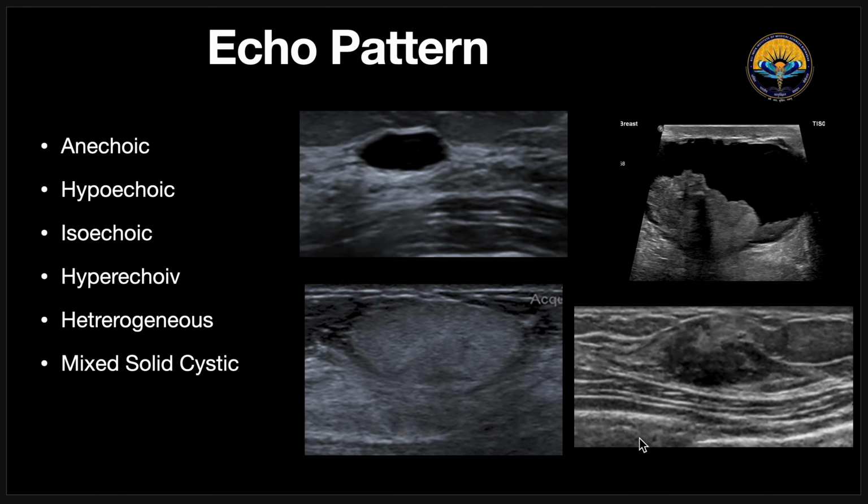Next, coming to echopattern, echopattern can be anechoic, hyperechoic, isoechoic, or hypoechoic, or it could be a heterogeneous lesion, or a mixed solid cystic lesion. Usually, a mixed solid cystic lesion or a heterogeneous lesion, and in fact an isoechoic lesion also, all go in favor of a malignant etiology, whereas anechoic or just hyperechoic go more in favor of a benign etiology.